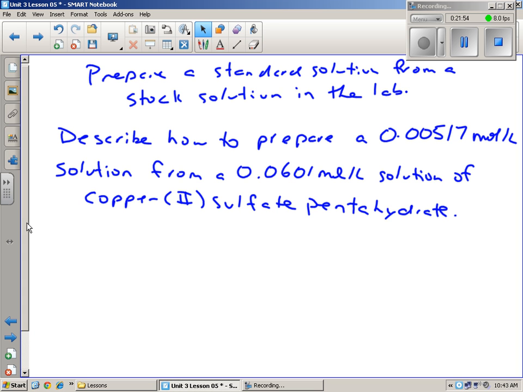Describe how to prepare a 0.00517 molar solution from a 0.0601 molar solution. That's the one we made yesterday. That's the stronger one, of copper(II) sulfate pentahydrate.